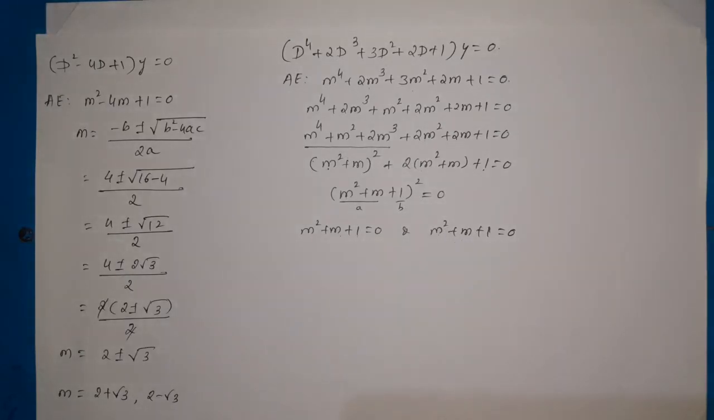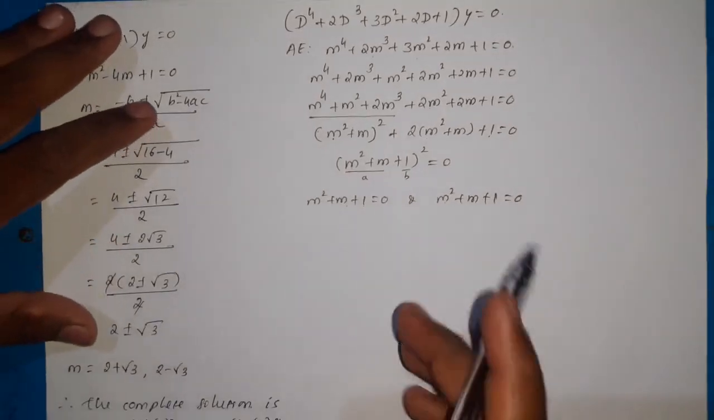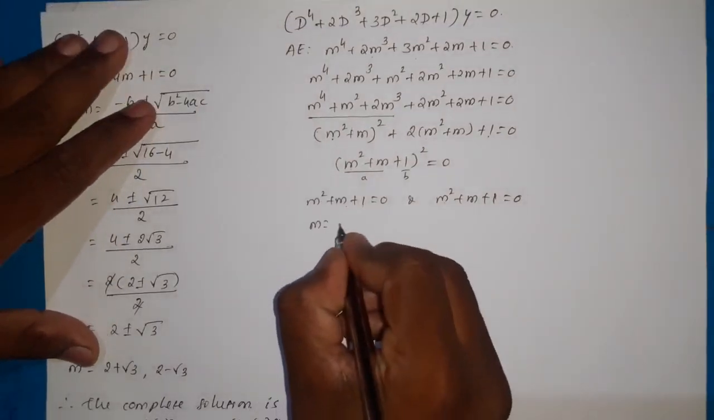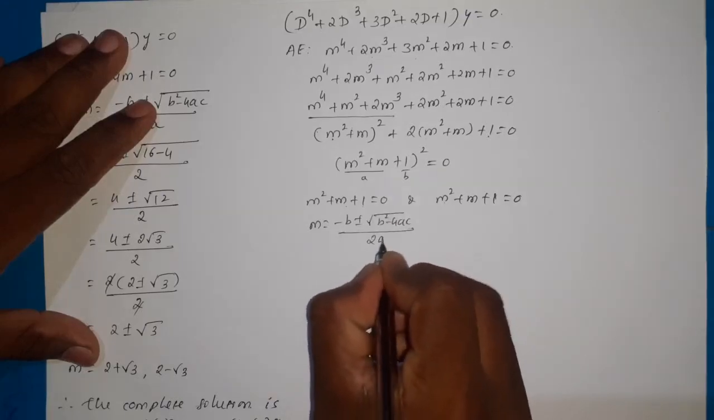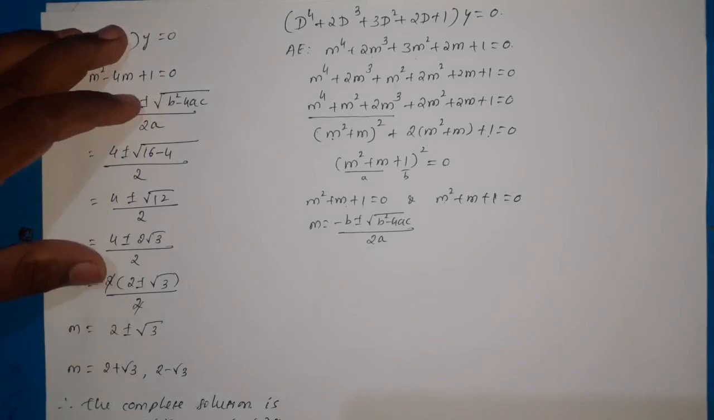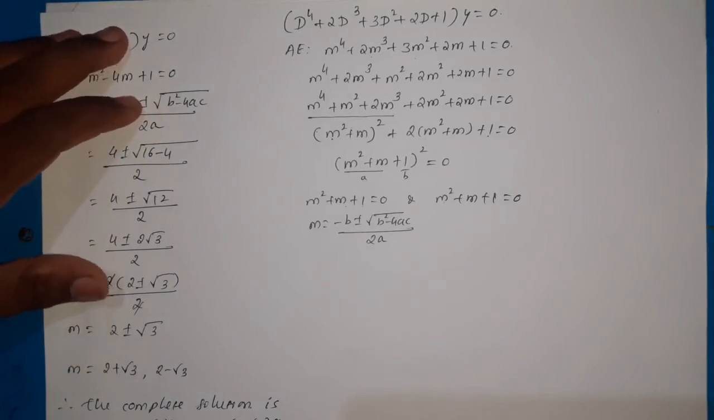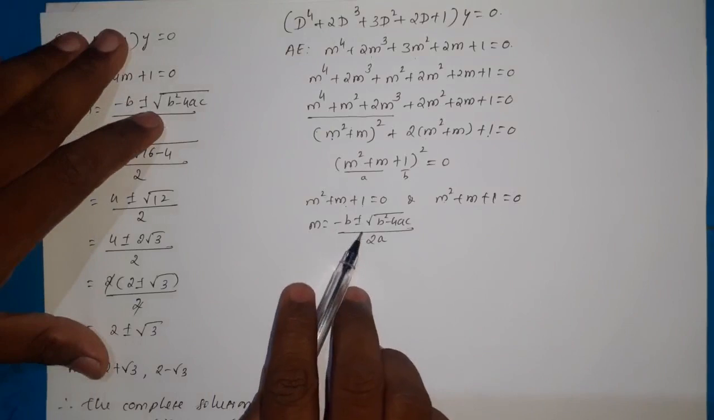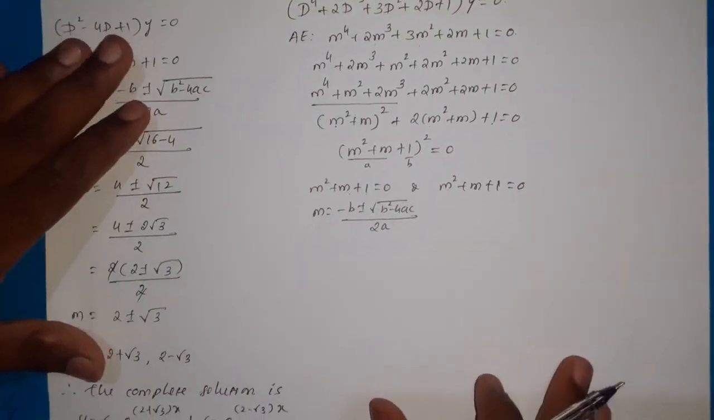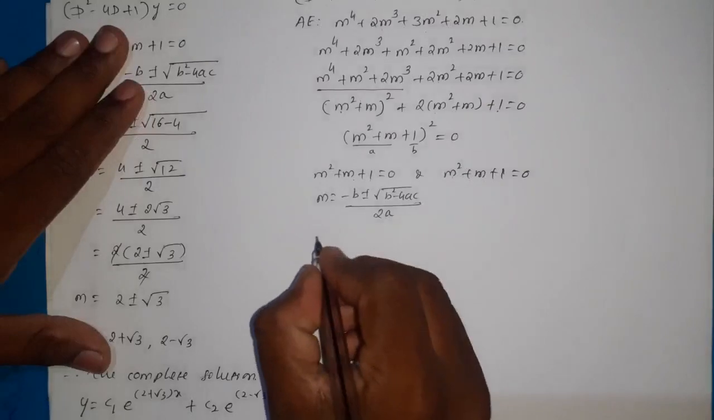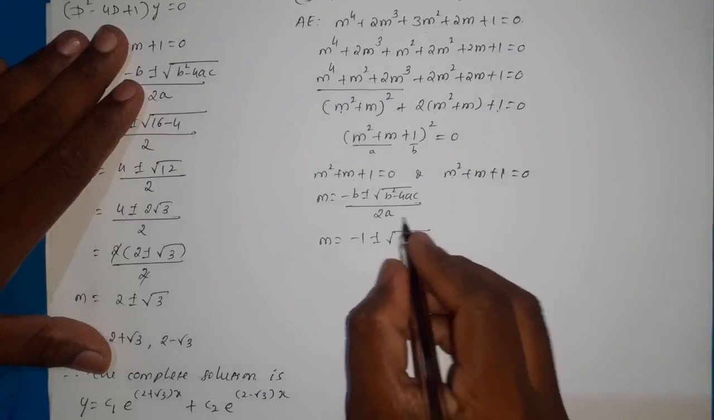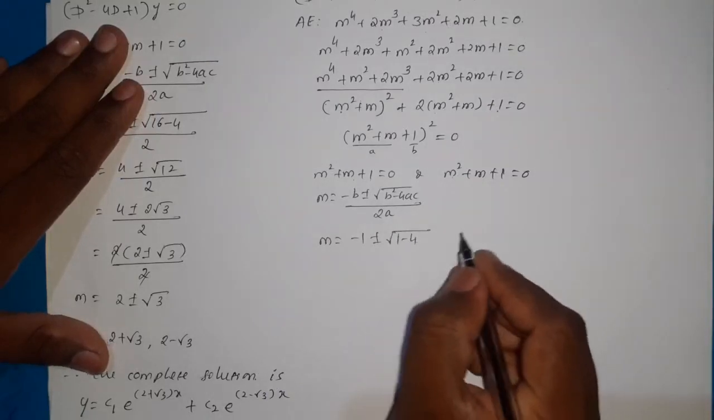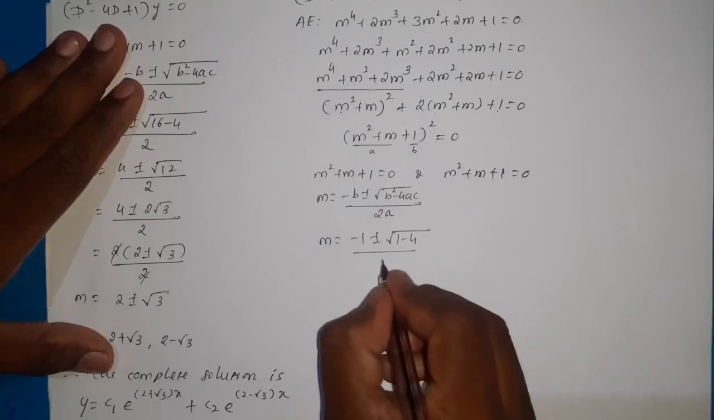Now, solving these two quadratic equations, we will get the 4 roots. Here m is equal to minus b plus or minus the square root of b square minus 4ac divided by 2a. Since factorization is not possible, we are going to apply the formula m equal to minus b plus or minus square root of b square minus 4ac divided by 2a. Then m is equal to minus 1 plus or minus square root of 1 square minus 4ac, both are equal to 1, divided by 2a.